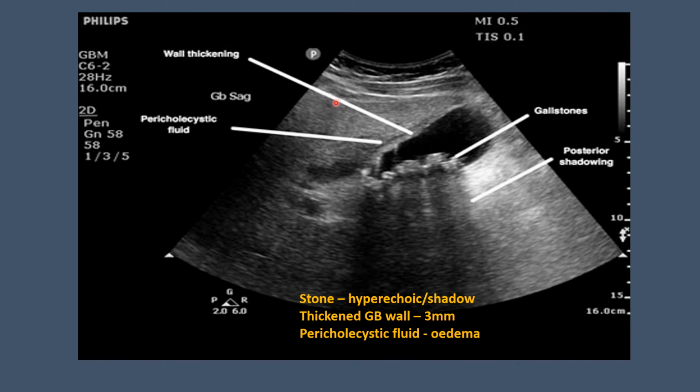This is a normal gallbladder again, an ultrasound picture with gallstone and acute inflammation changes. With these inflammation changes, the thickened gallbladder wall should not be more than 3 millimeters in thickness. You get pericholecystic fluid here, and a wall that is thickened, and multiple stones casting posterior shadows. So these three are the features suggesting the gallbladder contains stones and the gallbladder is inflamed.